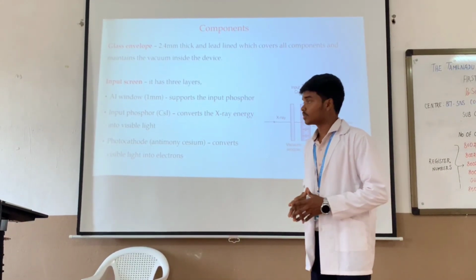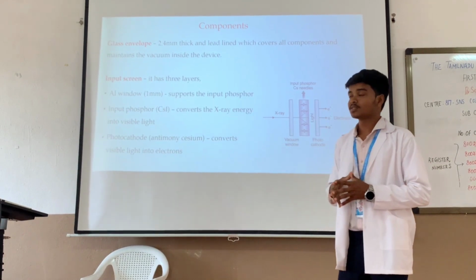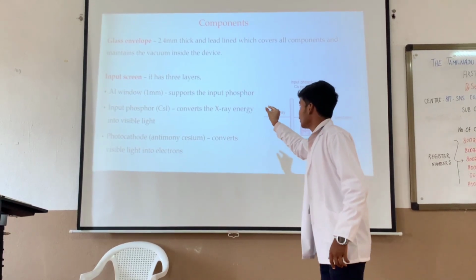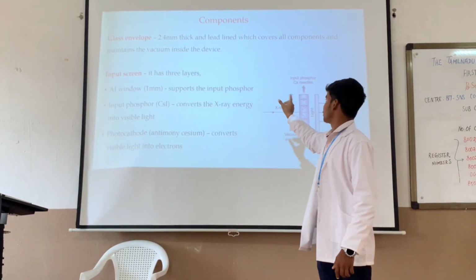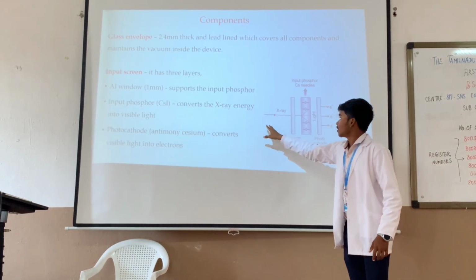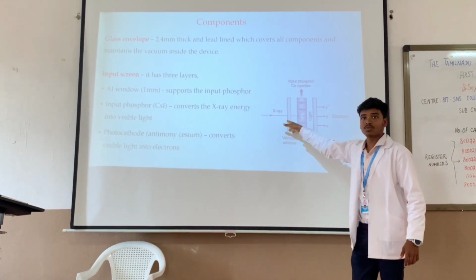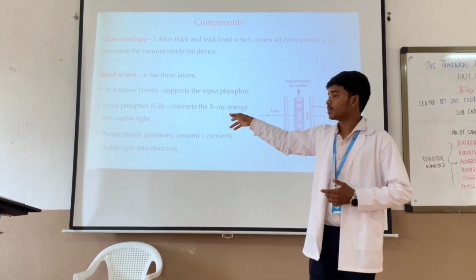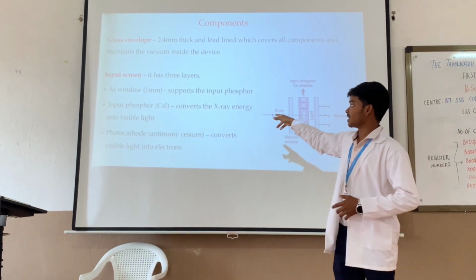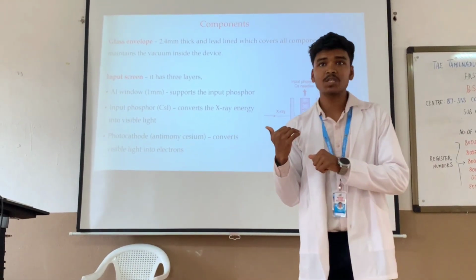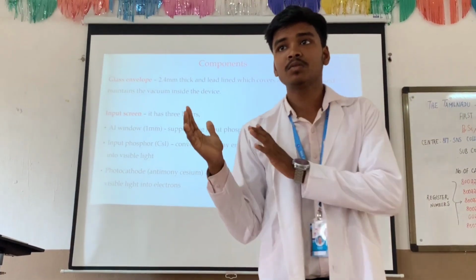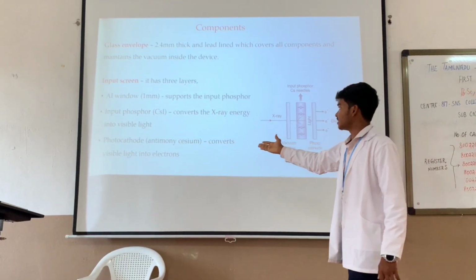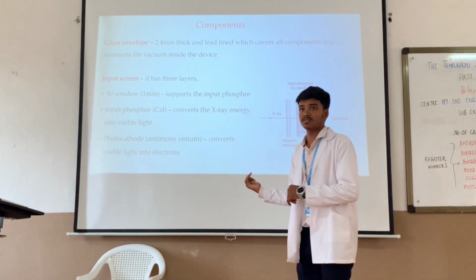Then the input screen. It has 3 layers. Aluminum window, 1 mm, made up of aluminum, supports the input phosphor. So this is the vacuum window where the X-rays enter the vacuum. Then the input phosphor, which is made up of cesium iodide. It converts the X-ray energy into visible light. Then the photocathode, which is made up of antimony cesium, converts the visible light into electrons.